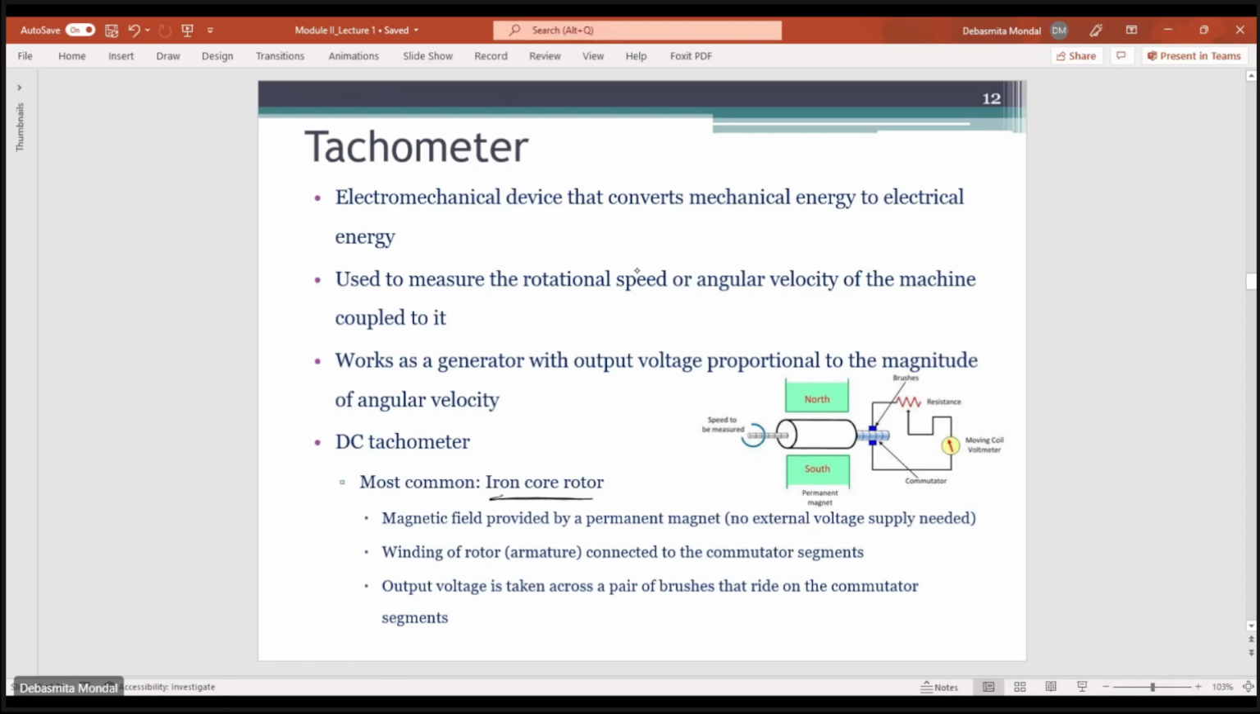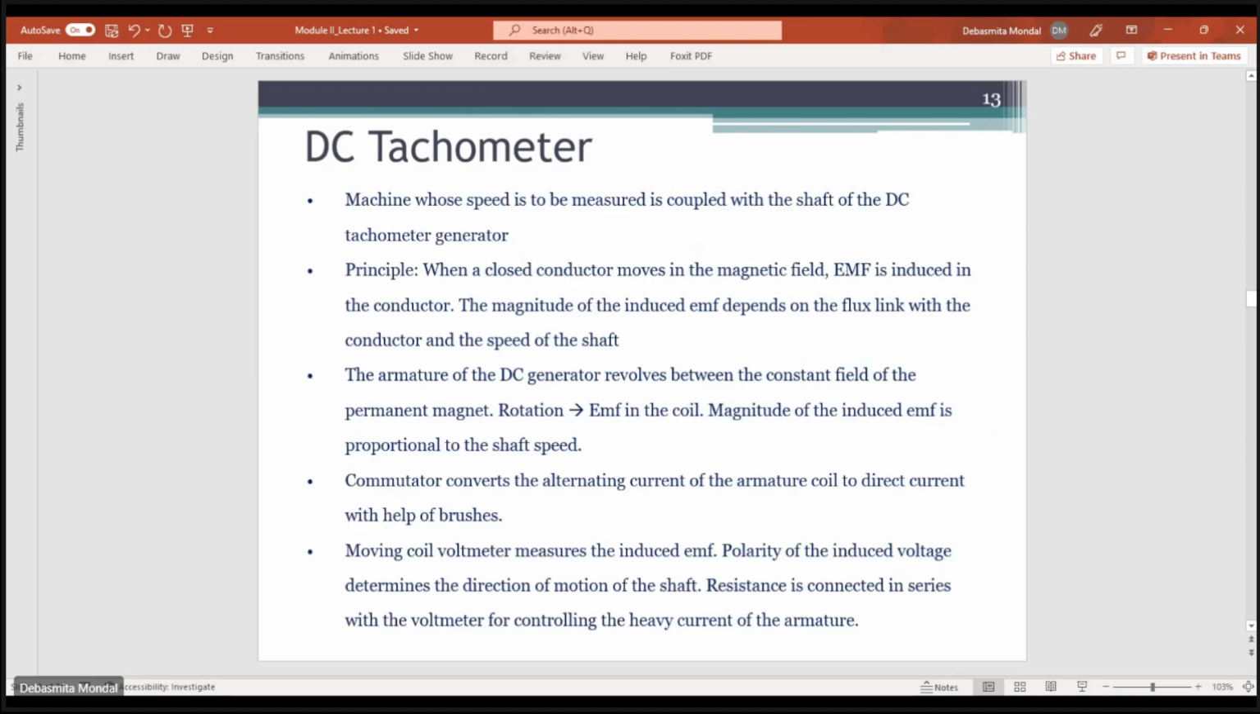Firstly, this tachometer is generally referred to as a tachometer generator. When we are talking about a DC tachometer, it generally refers to a DC tachometer generator. As I have told, the machine whose speed needs to be measured is usually coupled with the shaft of the DC tachometer generator.